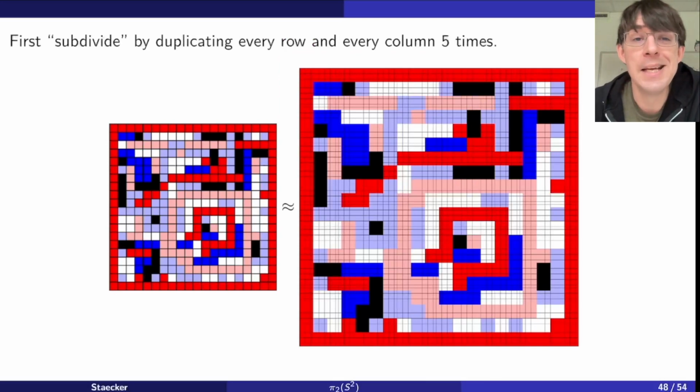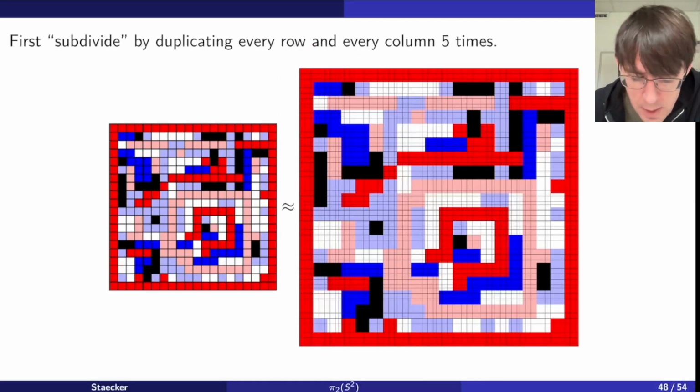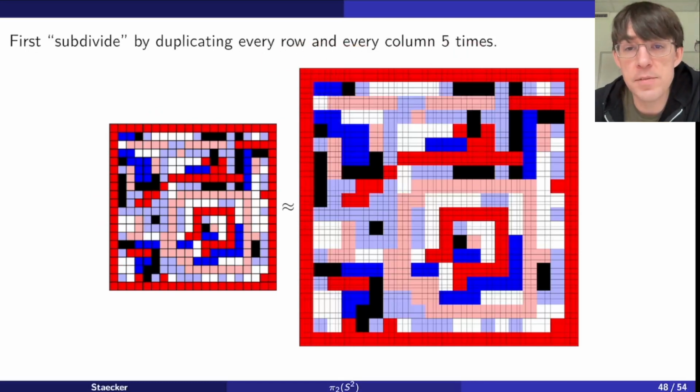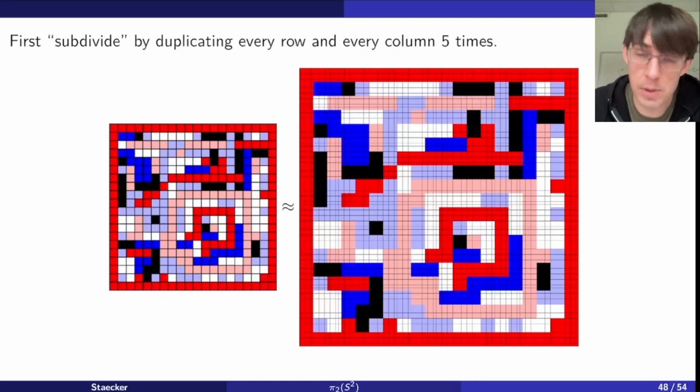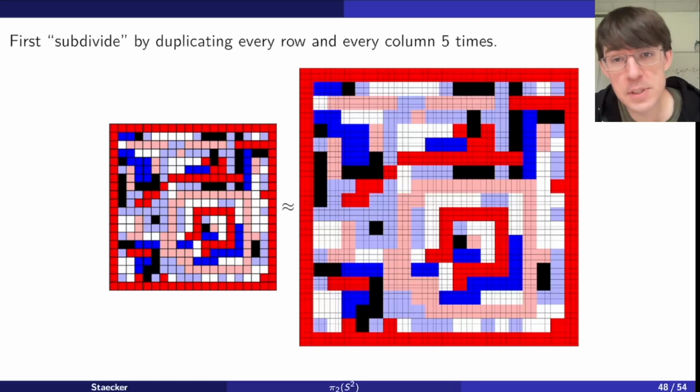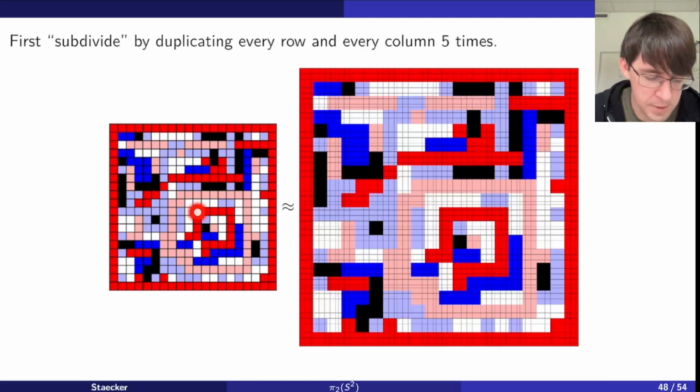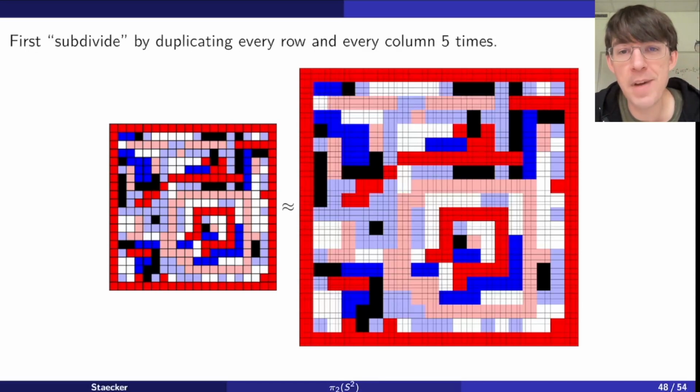So the first thing we're going to do is subdivide the picture. This is a bit of a technicality step, but it is necessary. You start with this picture, and I'm going to just subdivide here by duplicating every row and every column 5 times. Remember, we are allowed to duplicate a row or a column, and if you duplicate every row and every column, what you get is basically a zoomed in or larger version of the picture that you started with. And for technical reasons, in order for the tricks that I'm about to do to work properly, I'm going to duplicate every row and every column 5 times. So every pixel over here is being exchanged for a 5 by 5 grid of pixels over here, all of the same color. All right.